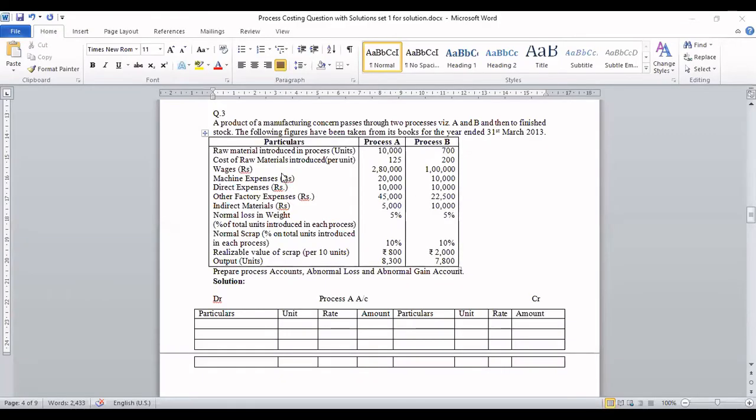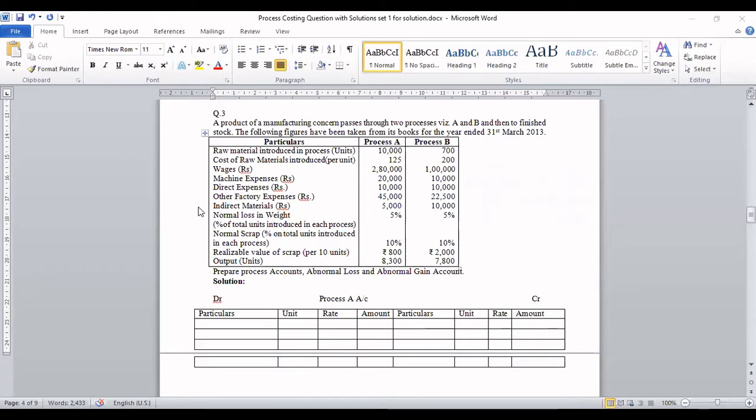Just start reading the question. A product of a manufacturing concern passes through two processes, A and B, and then to finished stock. The following figures have been taken from its books for the year ended 31st March 2013.